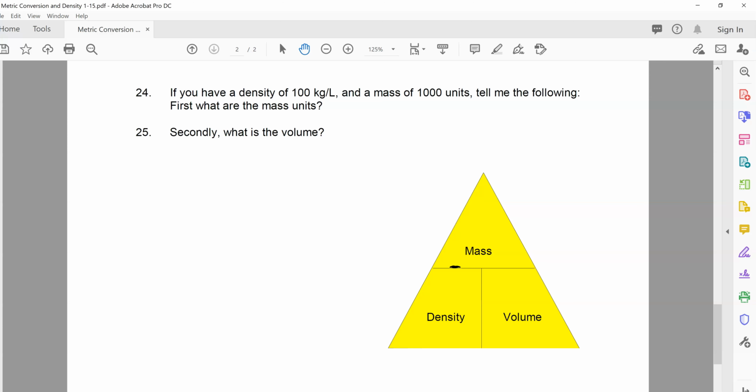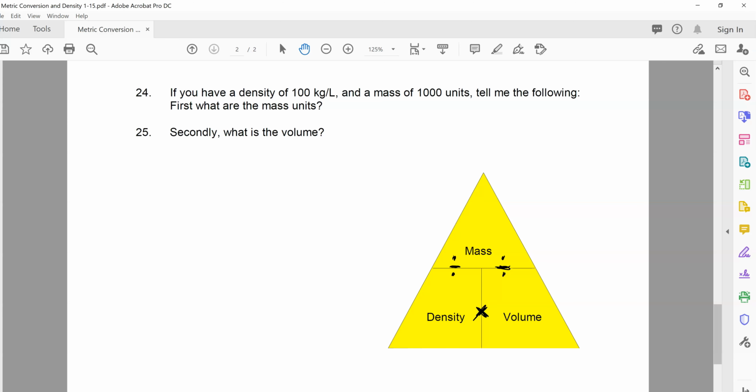So what goes right here is a division symbol. That division symbol goes right above density, between density and mass. Another division symbol goes right above volume, between volume and mass. And then between density and volume, you're going to have a multiplication symbol, an x.